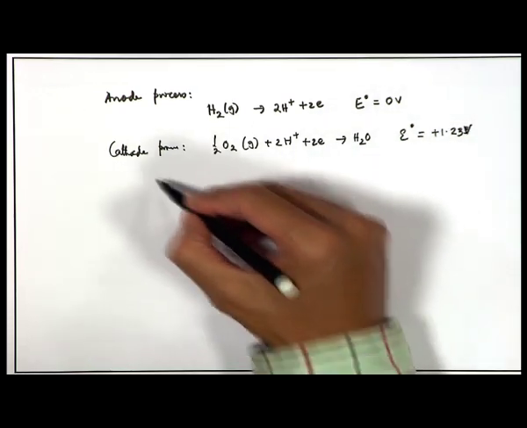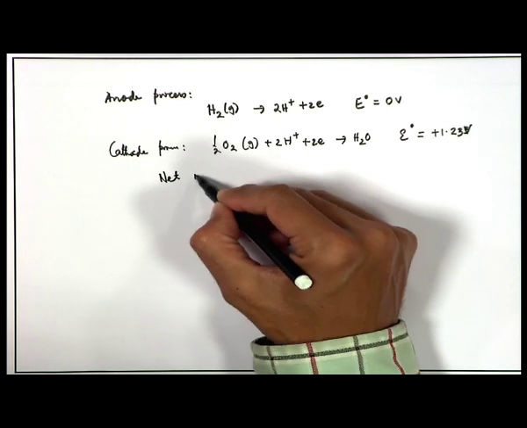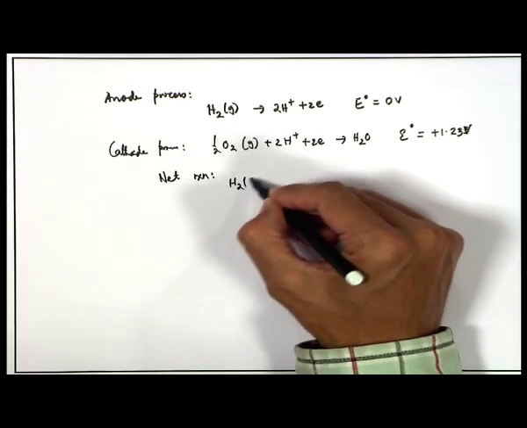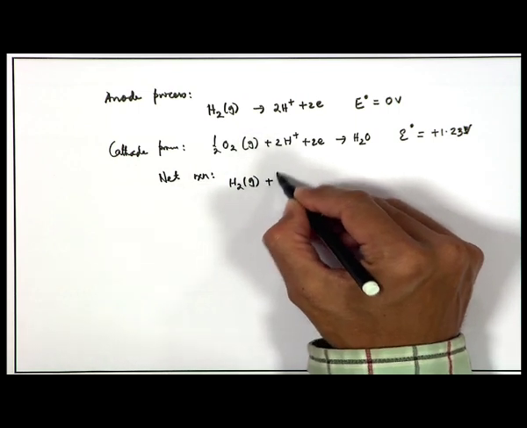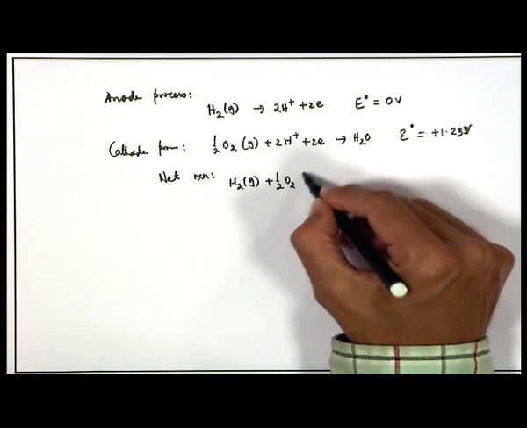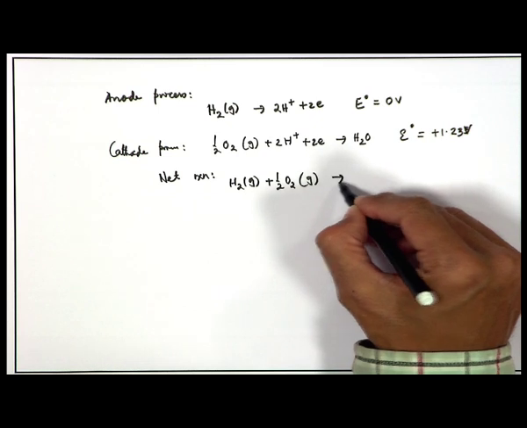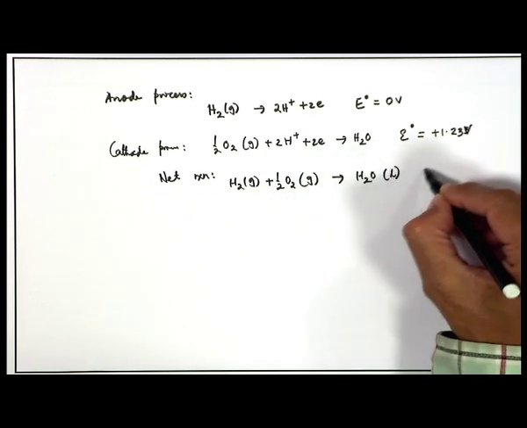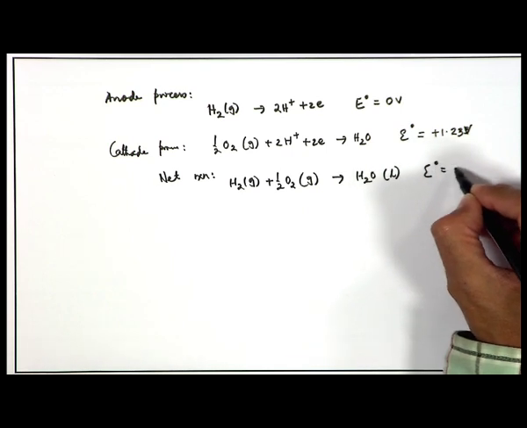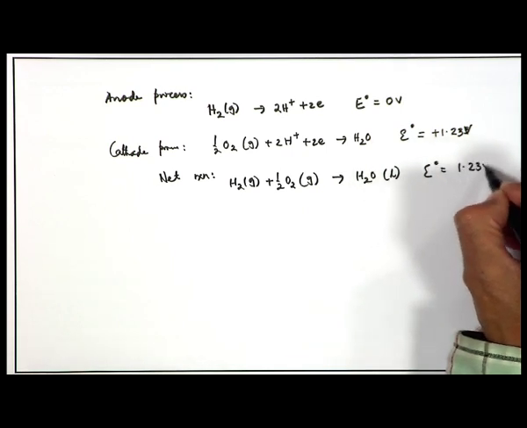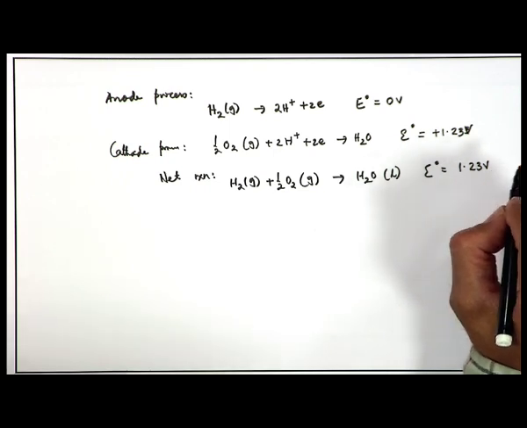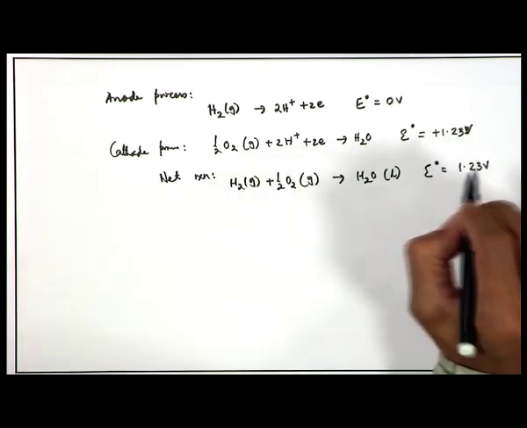So what is the net reaction? The net reaction is H2 gas plus half O2 gas, that gives you H2O liquid, where E naught is 1.23 volt. Okay, so this is the basic idea.